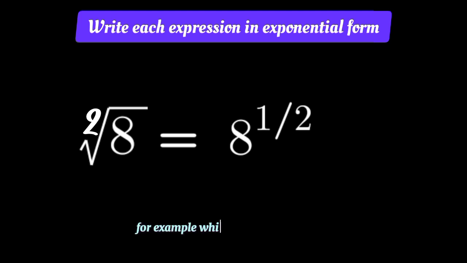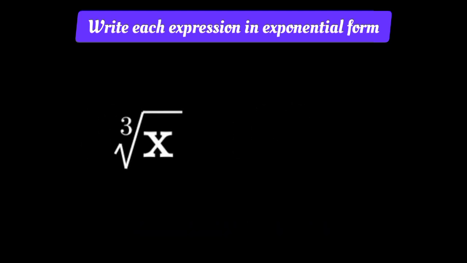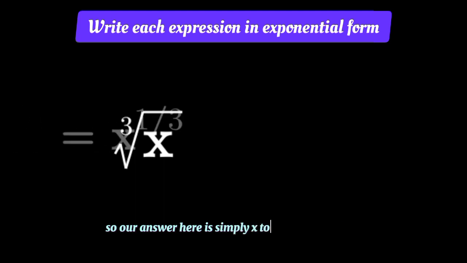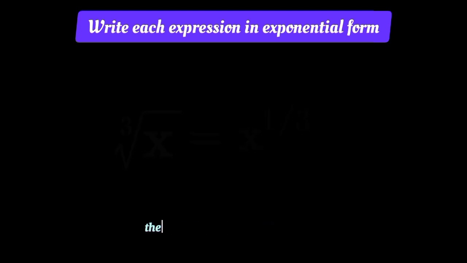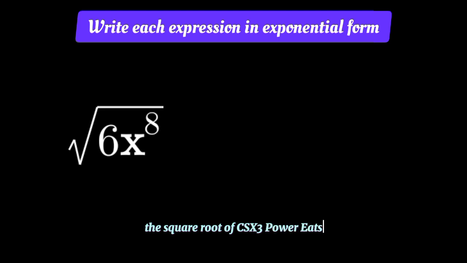Another example, which is the cube root of x. So x is not just there, x is raised to the power 1. So 3 is the index number, so it's going to be the denominator in our fraction. So our answer here is simply x to the power 1 over 3. Now let's take one more example. And this one goes like this: the square root of 6x to the power 8. You can go ahead and pause this video. Honestly, I would like to see your answers in the comment section.